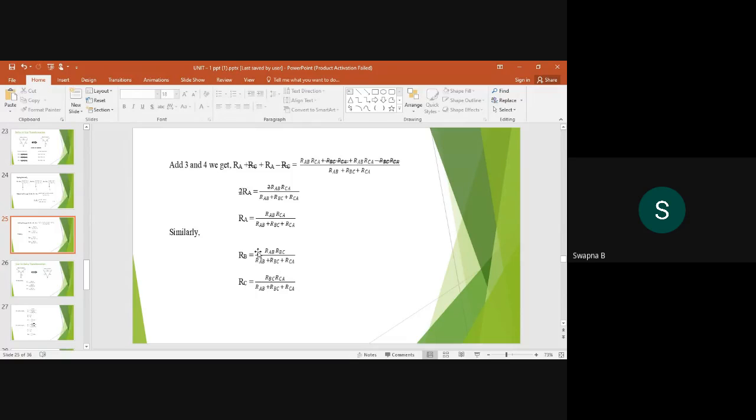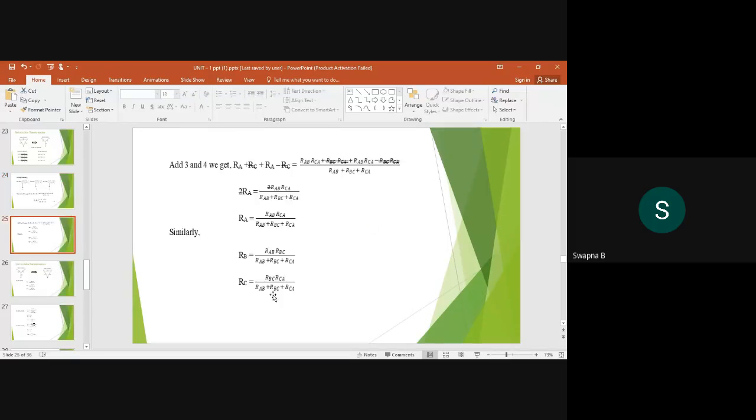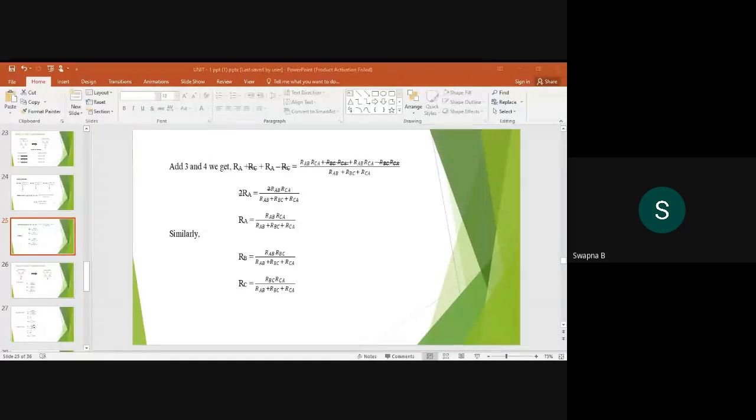This is an easy way to write RB and RC, but you have to do the derivation. For RB, subtract equations 2 and 3, you will get one answer. Mark this equation as 5, then add 1 and 5, you will get the answer for RB. Similarly, for RC, subtract 3 and 1, you will get one answer. Mark that equation as 6 and add equations 2 and 6, you will get the answer for RC. So these three parameters are the equations for the star network: RA, RB, and RC.